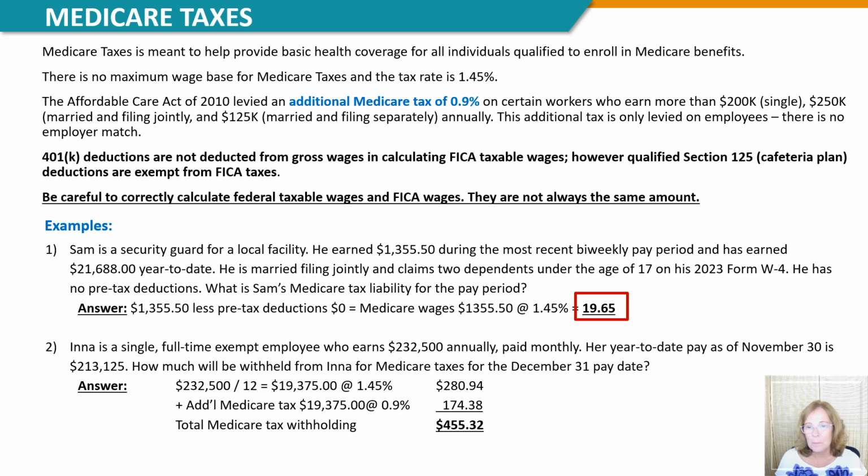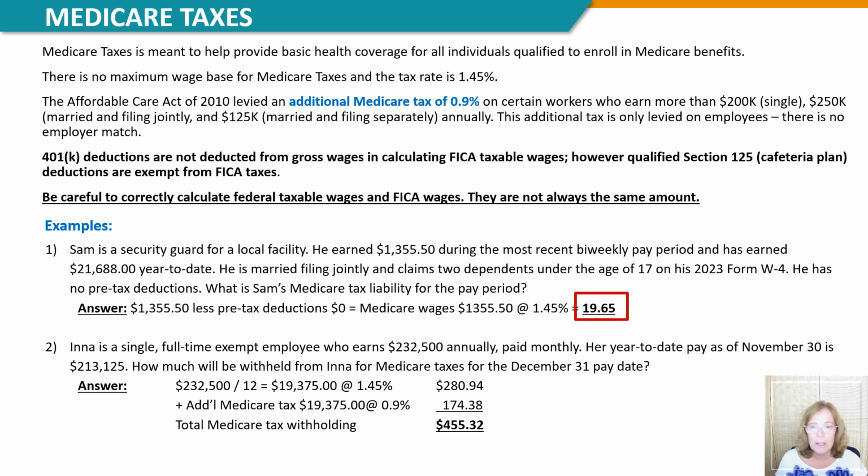Let's now look at the second part of FICA, which is Medicare tax. Medicare taxes provide basic health coverage for all individuals who generally have worked and paid Medicare taxes for 10 years or have a spouse who meets this requirement. There's no maximum wage base for Medicare taxes, and the tax rate is 1.45%. This tax, just like Social Security, is paid by employee and employer.